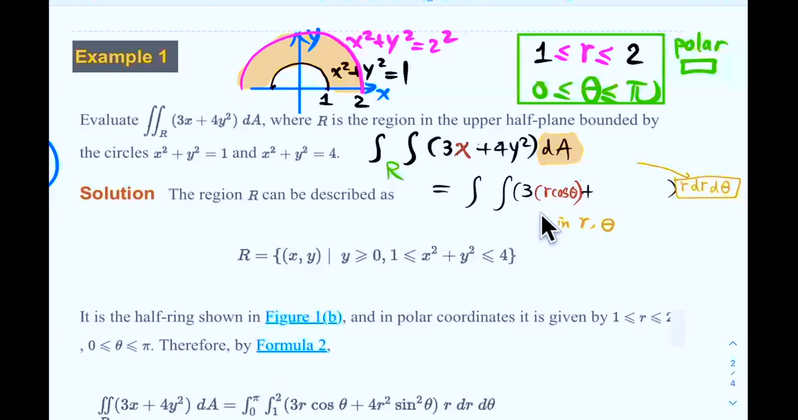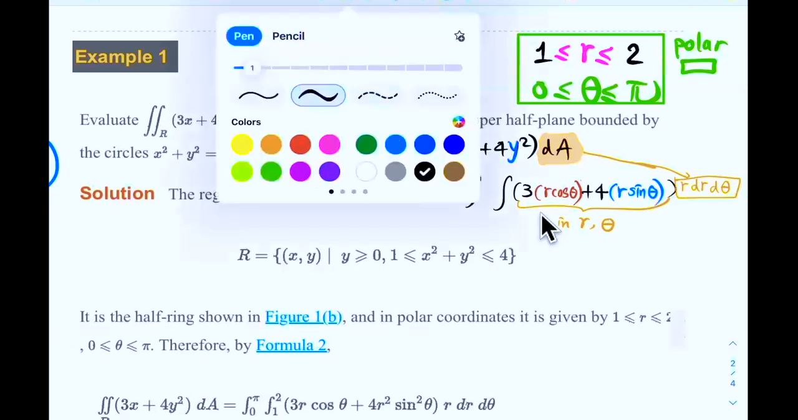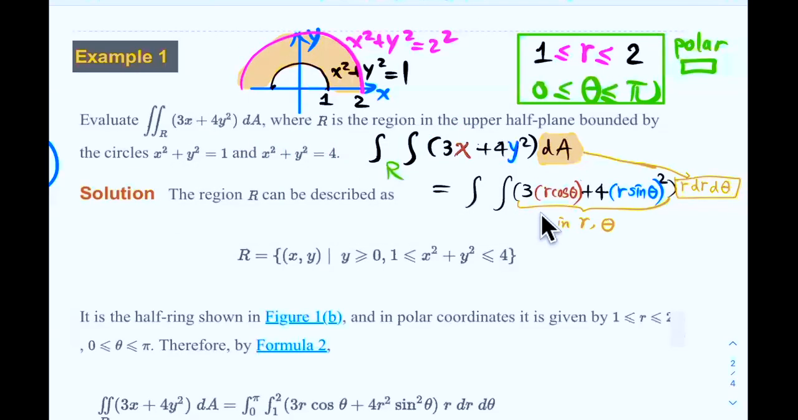Okay, and then here we'll have 4. And then what do you replace this y here by? Y is equal to, in polar coordinate, r times what? Sine theta. Okay, now this one has a square there. Okay, good. Not too bad, isn't it? So once you get the hang of it, that is not too bad.